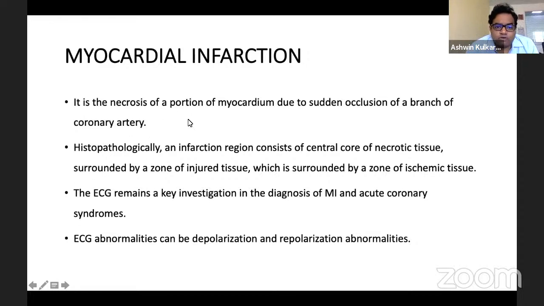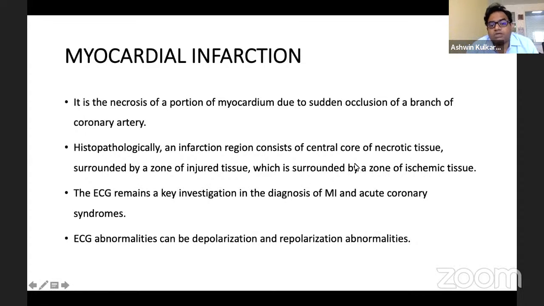So what is myocardial infarction? It is the necrosis of a portion of myocardium due to sudden occlusion of a branch of the coronary artery. Histopathologically, an infarction region consists of a central core of necrotic tissue surrounded by a zone of injured tissue, which is surrounded by a zone of ischemic tissue.